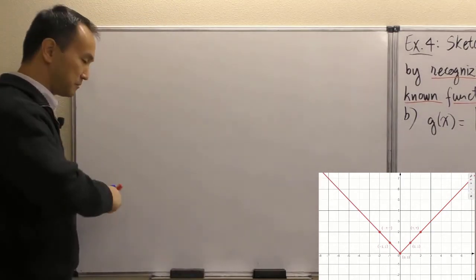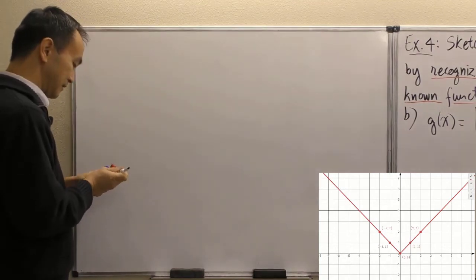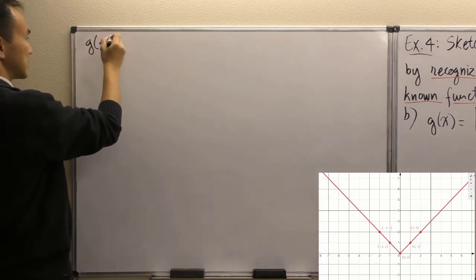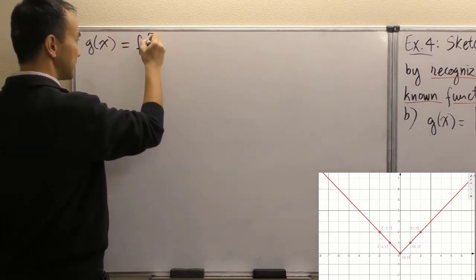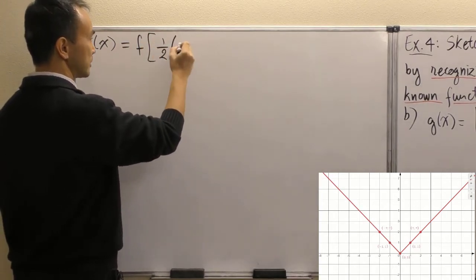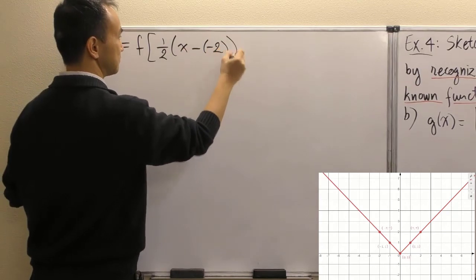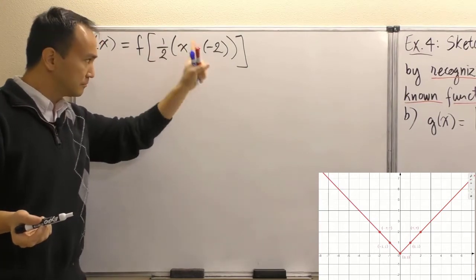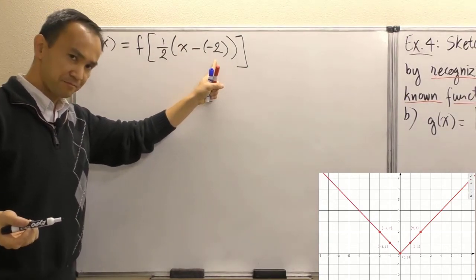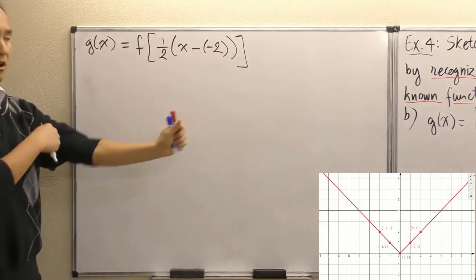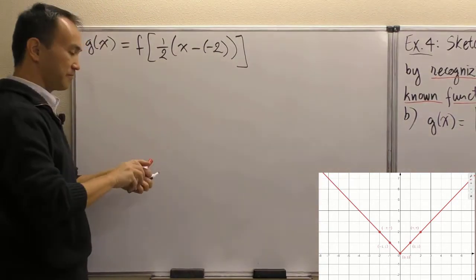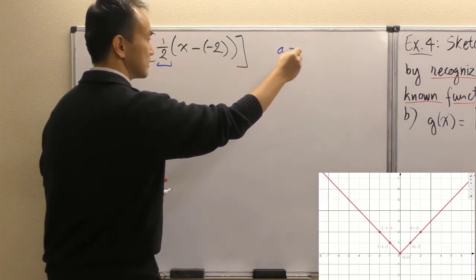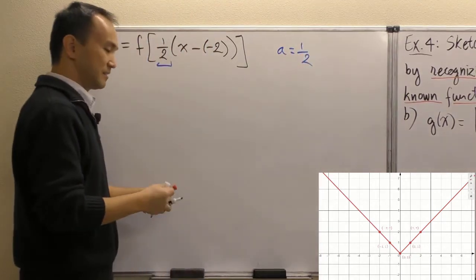All right, so now I'm going to repeat what we had earlier a little bit. So g of x here is already known to be f of 1/2 times x minus -2. Okay. So we have a horizontal scaling. We have a horizontal shifting. Okay, all of that is being indicated here. All right, and this is our a value. So a here is 1/2.